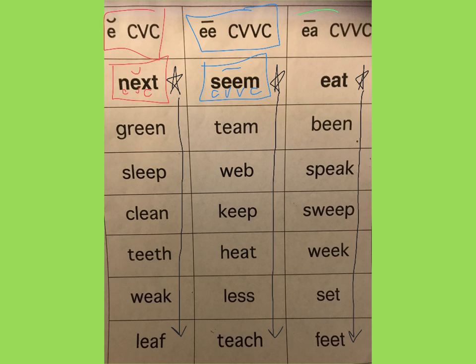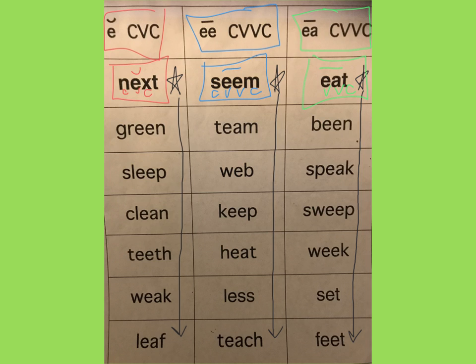Then we also have the long E sound spelled with EA, like in the word eat. We have vowel, vowel, consonant. Yeah, there is no consonant in front of the E in this particular word, but it still makes the E sound. So you have the long E sound in the word eat.